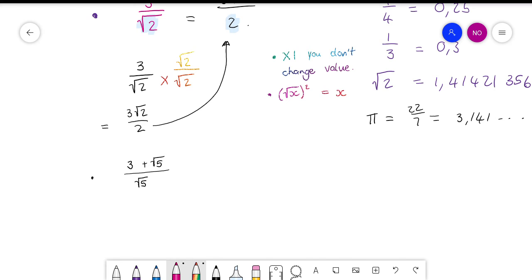What do you think we should be multiplying with? Well, we multiply by 1, but how do you write that 1? Root 5 over root 5. It's as easy as that. Do you guys follow what I'm doing?